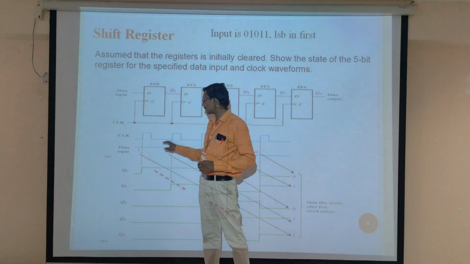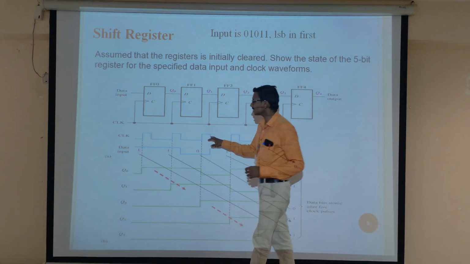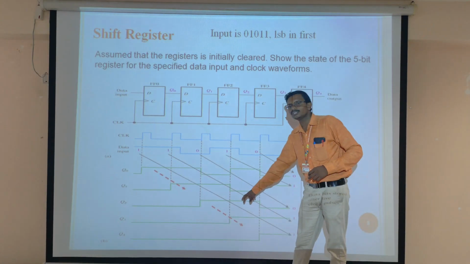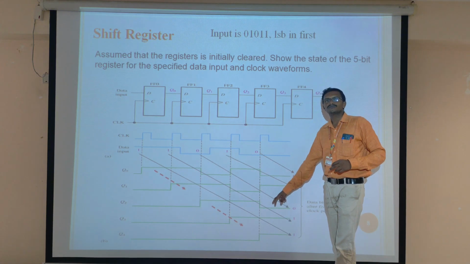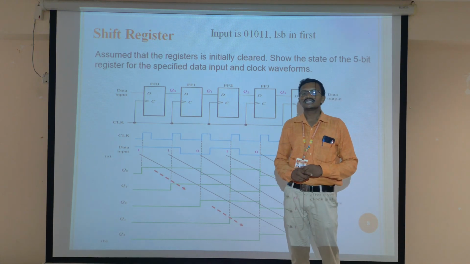So while applying the second clock pulse, Q1 is 1. While applying the third clock pulse, Q2 is 1. While applying the fourth clock pulse, Q3 is 1. While applying the last clock pulse, that is the fifth clock pulse, Q4 is 1. So likewise the value can be shifted. That's why it is called serial in, serial out.